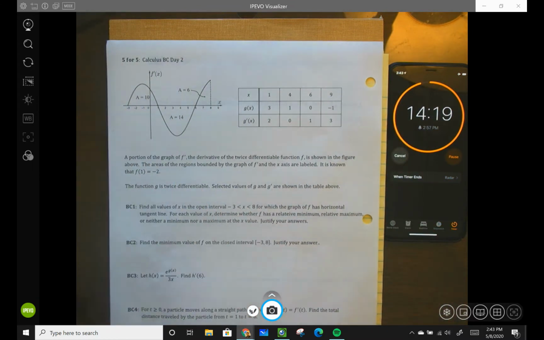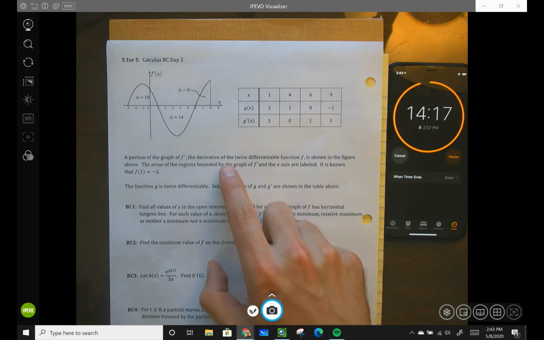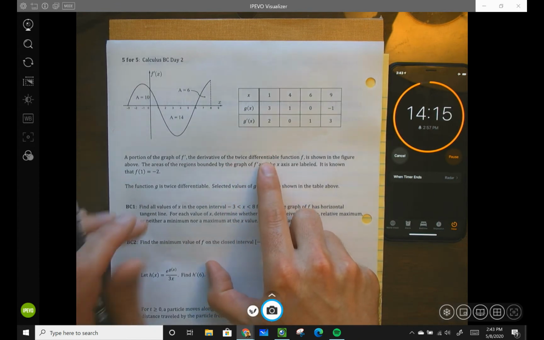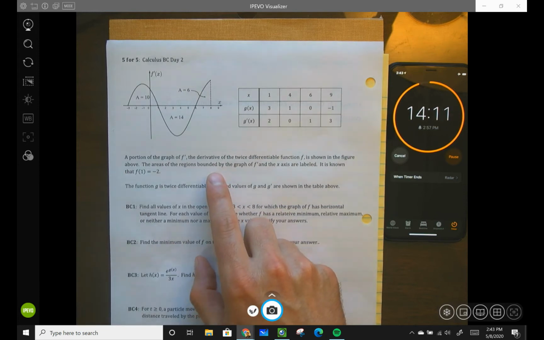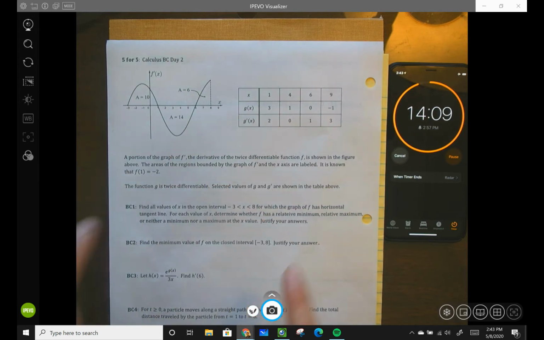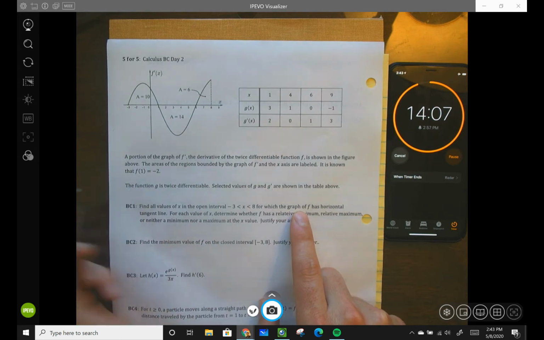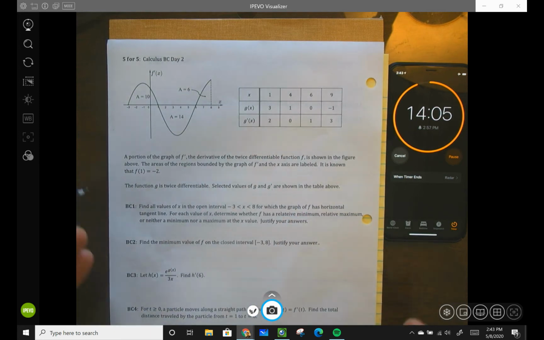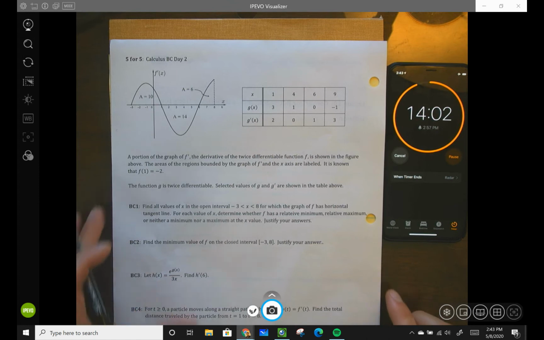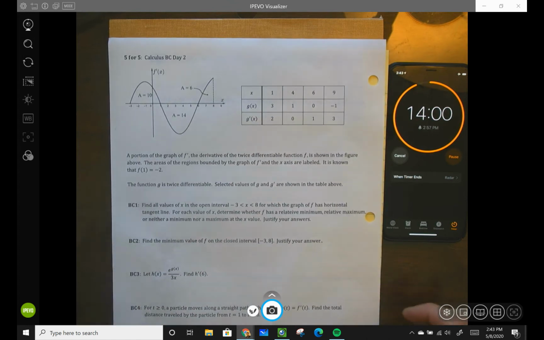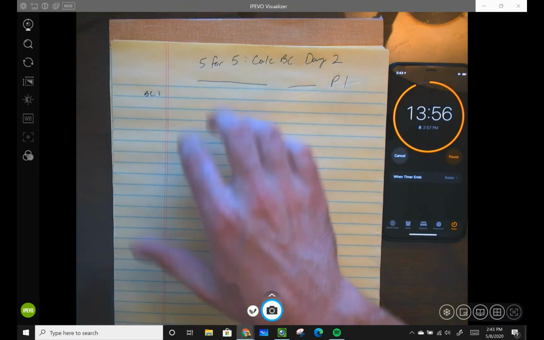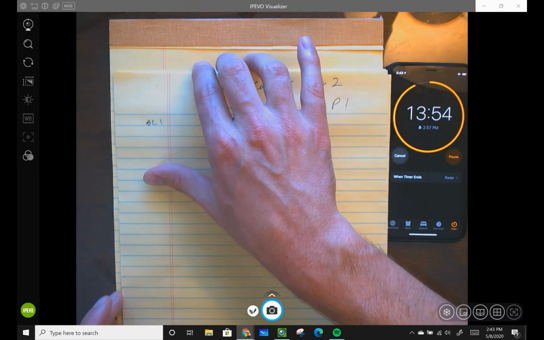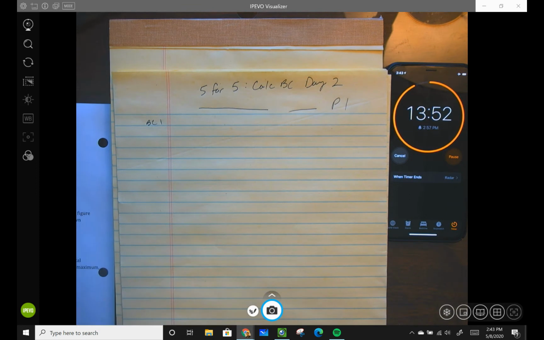The graph of f prime is shown, the derivative of the twice differentiable function f. Area is labeled. f of 1. I'm just showing you this PDF because I wanted to be able to put it under the doc-cam, but you shouldn't be printing them out. You should be using the screen. You've got to document onto your paper what's important so you don't have to keep looking up and looking at that darn timer.